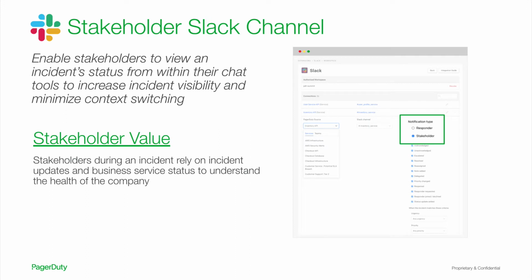We have enabled stakeholders to view incident statuses from within their chat tools. This will increase incident visibility and minimize context switching for our stakeholders. To set this up, admins and managers can go into the connection management page and toggle our new notification type, which is responder or stakeholder.